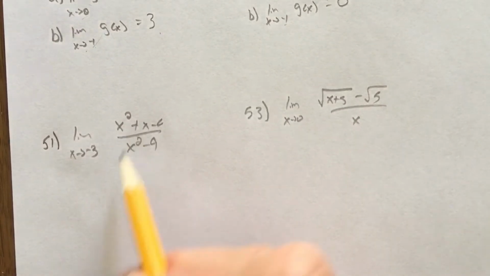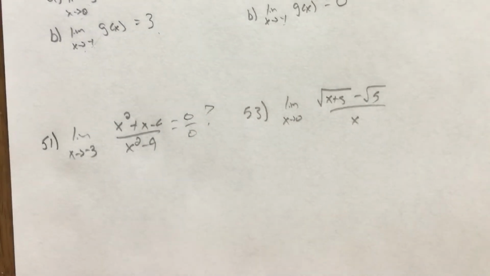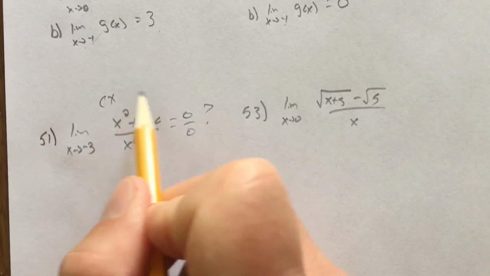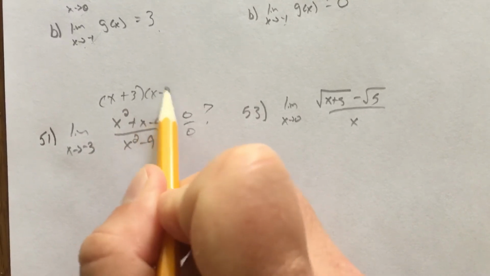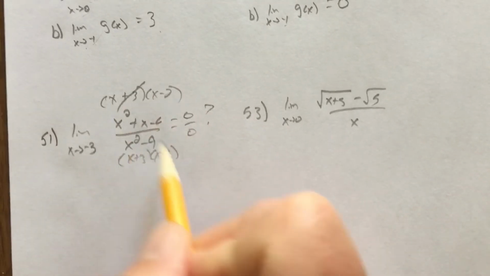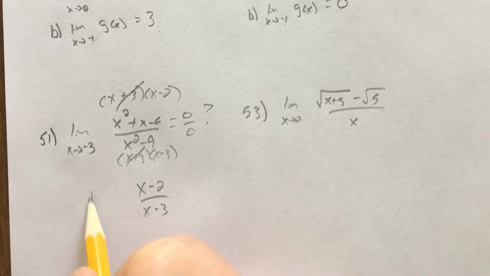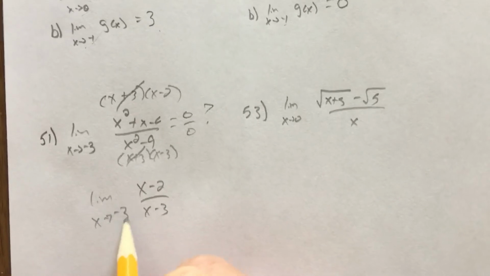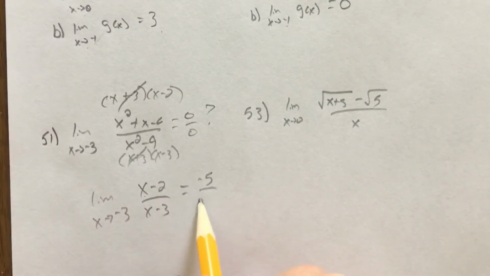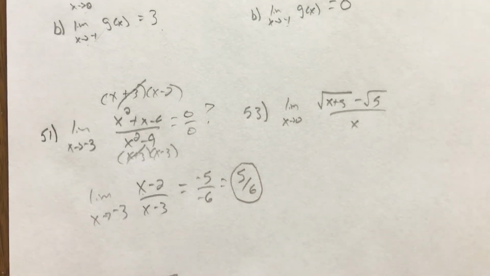All right, same thing here. If I throw -3 in, I'm going to get 0 over 0. Who knows what that means? Let's do a little bit of work. So this is x plus 3, x minus 2 over x plus 3, x minus 3. X plus 3's cancel. I get x minus 2 over x minus 3. All right, so let's try it again. If I put -3 into the top, I'm going to get -5. Put it in the bottom, I get -6. A positive 5/6 is what we end up with.